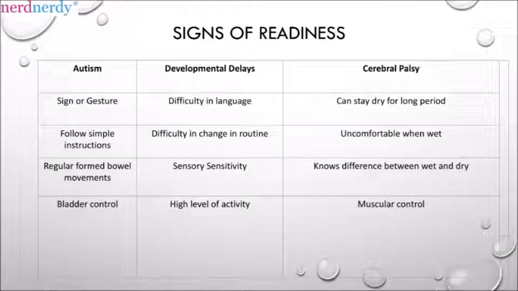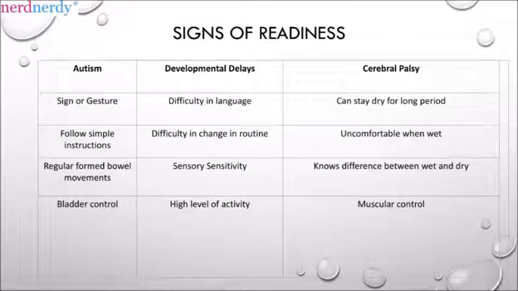Before we begin with the actual activities and strategies, we must understand what are the signs that various children with special needs display or exhibit to understand what is their readiness for the toilet training. For children with autism spectrum disorder, being able to tell you through a sign or a gesture is one such symptom. Being able to follow simple instructions like sit on the toilet and being able to pull his or her pants up and down is another sign that they are ready for toilet training. Furthermore, having regular formed bowel movements and enough bladder control to stay dry for at least 1 hour at a time during the day is another sign.